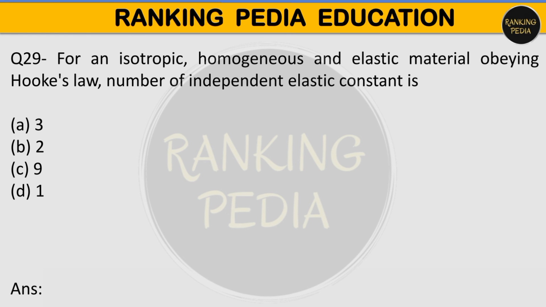Next question is, for an isotropic, homogeneous and elastic material obeying Hooke's law, the number of independent elastic constants is, your options are 3, 2, 9 or 1. So which one is correct? That is your number 2. Number of independent elastic constants is 2. Option number B is correct.